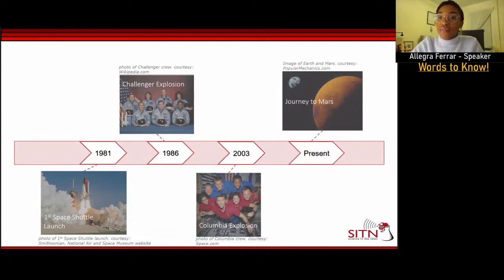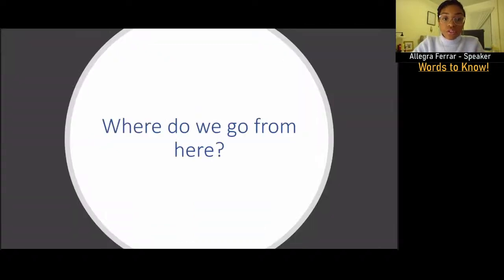And as part of explaining this jump and explaining how we can make this jump, that's where the science and the research comes in. So now we're at the point of where do we go from here?